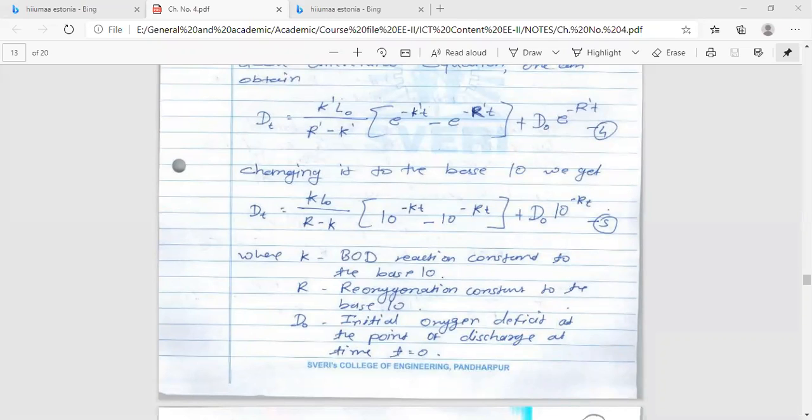The answer calculated by Sonali is 7.176 milligram per liter. Is there any other answer? Is there any other answer?